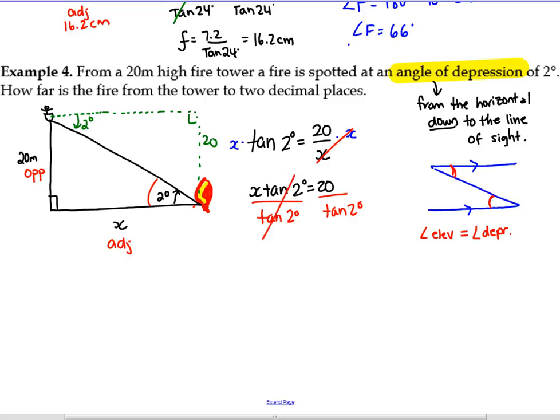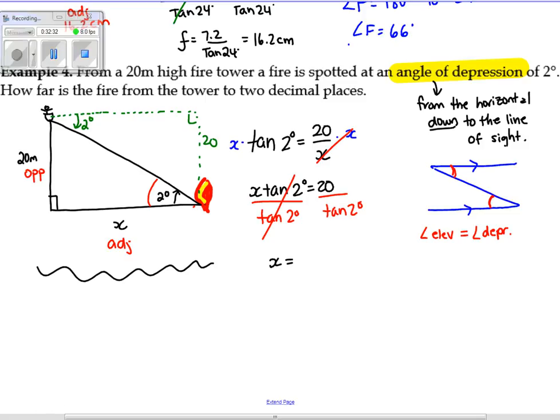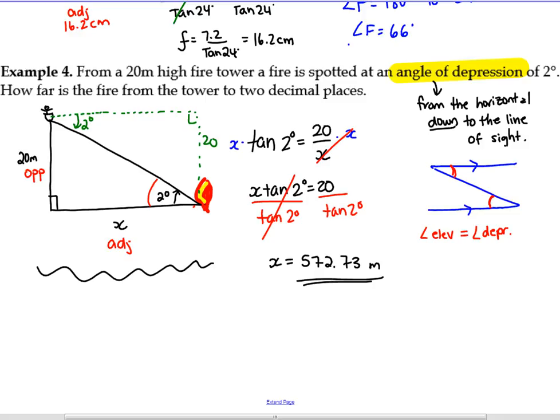Okay, so type that in. 20 divided by tan 2. Let's round it to 2 decimal places. Perfect. Thank you. There's our answer. And so it is a word problem. You should write a sentence. So therefore, the fire is blah, blah, blah. Right?